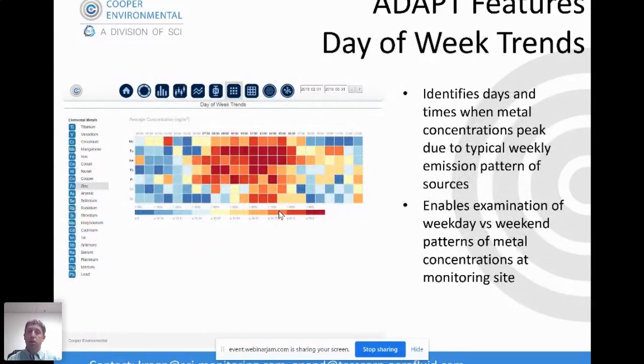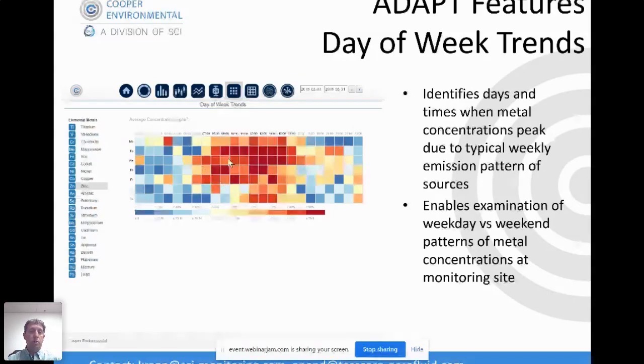This is another similar kind of plot, a day of the week trend. On the left-hand side, you have each day of the week, Monday through Sunday. The highest concentrations are indicated by the darker red values, and lower concentrations by the deep blue values. For each individual element, in this case zinc, over your selected time period, you can identify what days of the week and what hours of the day have the highest concentrations, and that can give you information about the sources involved.